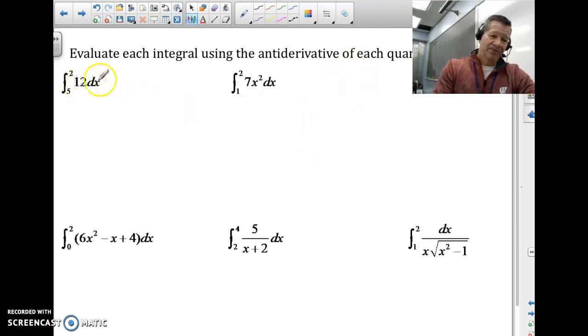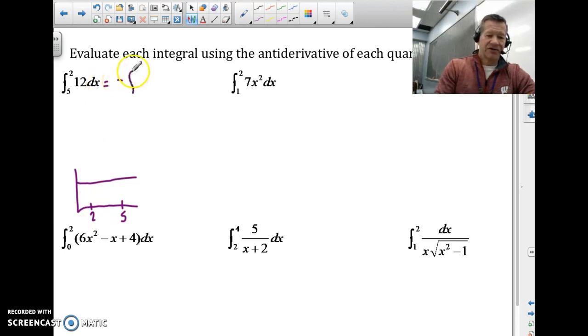So we start out simple. So here's how it works. I've got y equals 12, which would be a horizontal line, right? From 5 to 2. Now that's backwards, isn't it? So what do we know? We know if I change the order of integration, it would now go from 2 to 5 of 12. But it would be the opposite because I changed the order. So what is this area right here? Well, you can see the area is 3 by 12. So 3 by 12 would be 36.